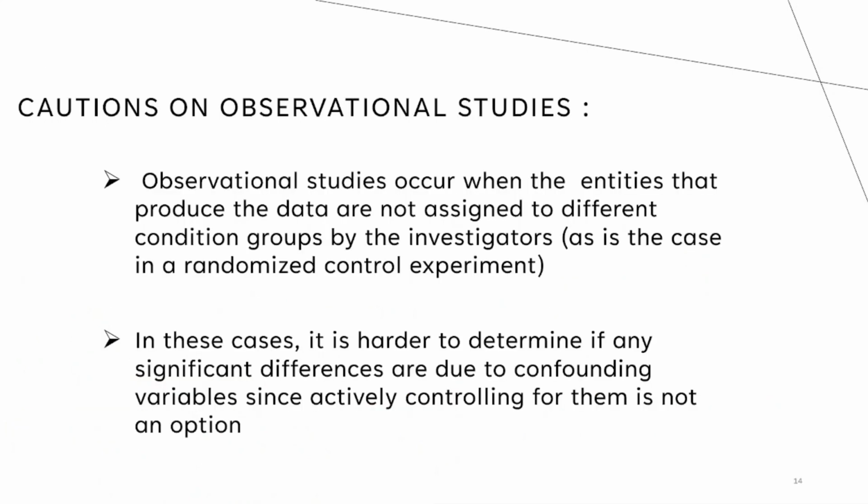Alright, so the book covers some cautions on observational studies. Observational studies occur when the entities that produce the data are not assigned to different condition groups by the investigators. And that happens in a couple of different situations.